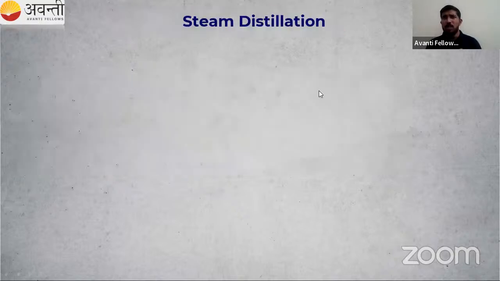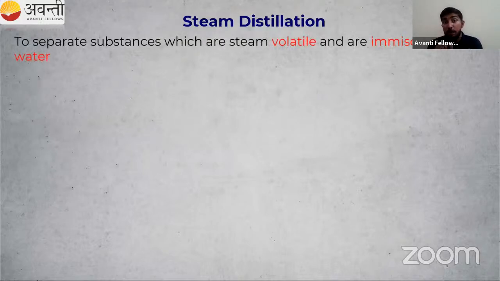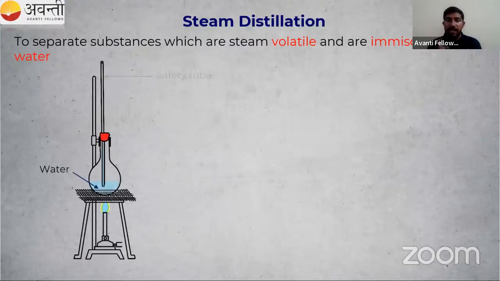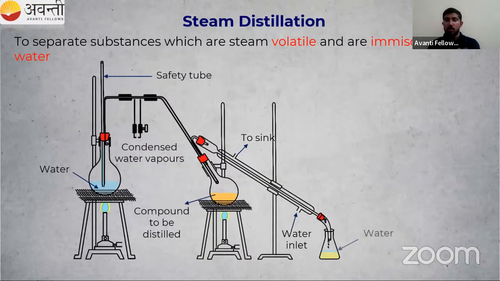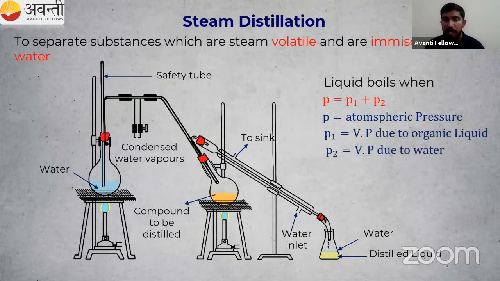So next, one more distillation is remaining, right? Steam distillation. What is steam? Steam is water. It is used to separate substances which are steam volatile and are immiscible with water, that is, they are not mixing with water. So again, what is happening here? This is a setup for you. This is our compound to be distilled.